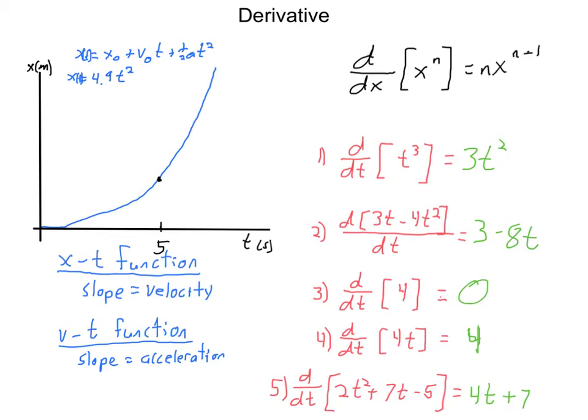I hope this is making a lot of sense for you. Using this rule, you just multiply down the constant and subtract 1, right? Pretty simple for the power rule for derivatives. You do each term separately, like down here.